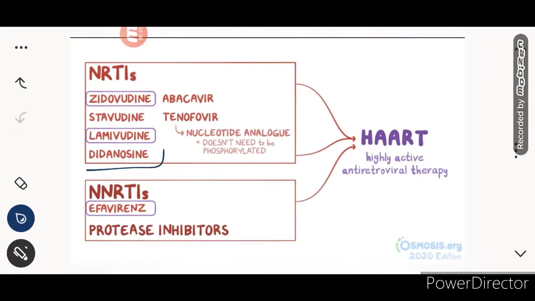So these are all nucleoside reverse transcriptase inhibitors except tenofovir. Tenofovir is basically already a nucleotide analog, so it does not need to be phosphorylated, and it can directly show its action.